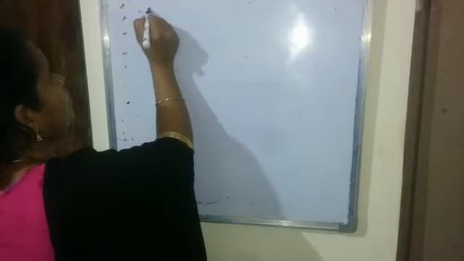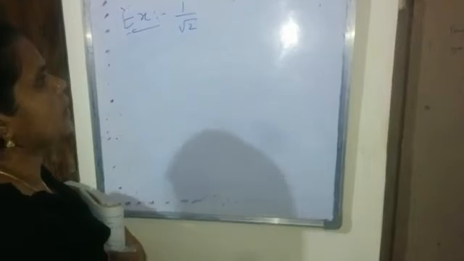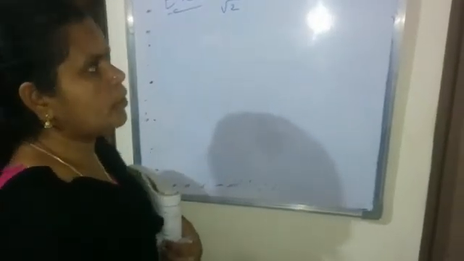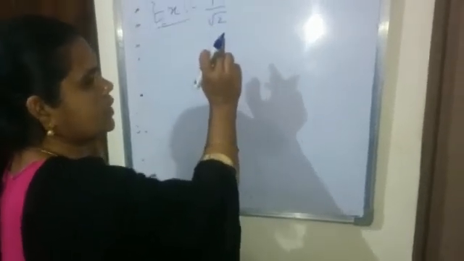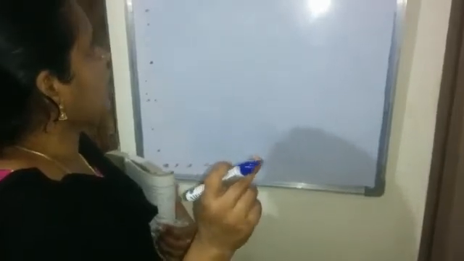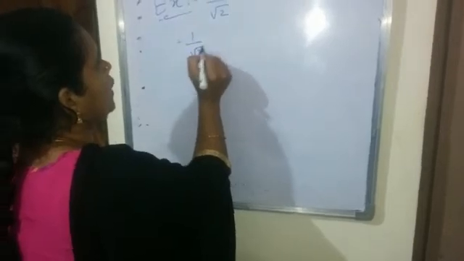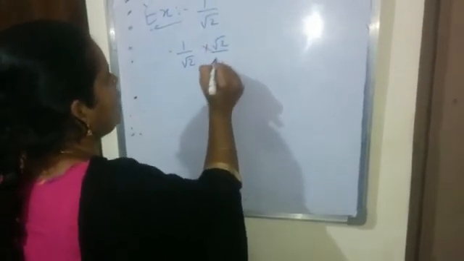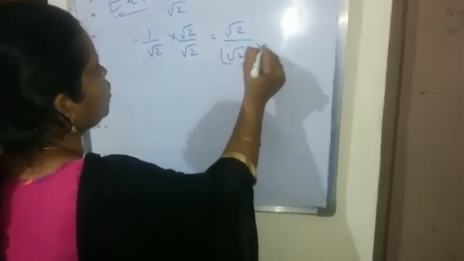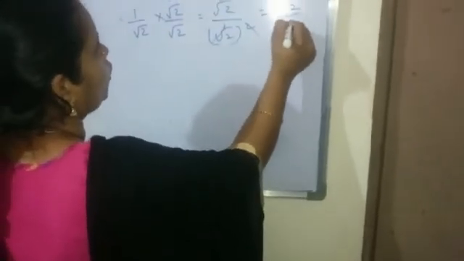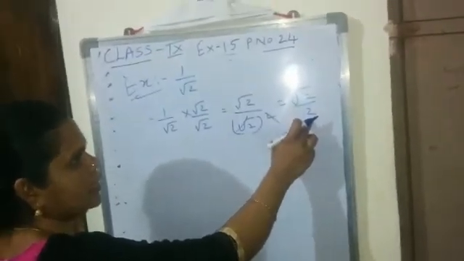Let us take an example. 1 by root 2. We know children, 1 by root 2 has an irrational denominator. How can you simplify this? If the denominator is a rational number, then we can simplify very easily. So we need to do the rationalization of the denominator. Now 1 by root 2 is multiplied in numerator and denominator by the same root 2. So root 2 by root 2 into root 2, root 2 square. Square and root will be cancelled. Root 2 by 2. Now the denominator is a rational number. Then we can easily simplify this expression.